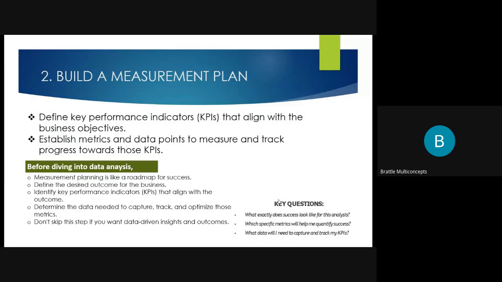Then the next thing you are going to look at is the measurement plan. You should have some performance indicators that align with the business objective. Now you know the objective of the business. What are the KPIs or the metrics that you need, which will align with the objective of the business you want to analyze for? As a data analyst, you are not there just to analyze data for fun's sake.